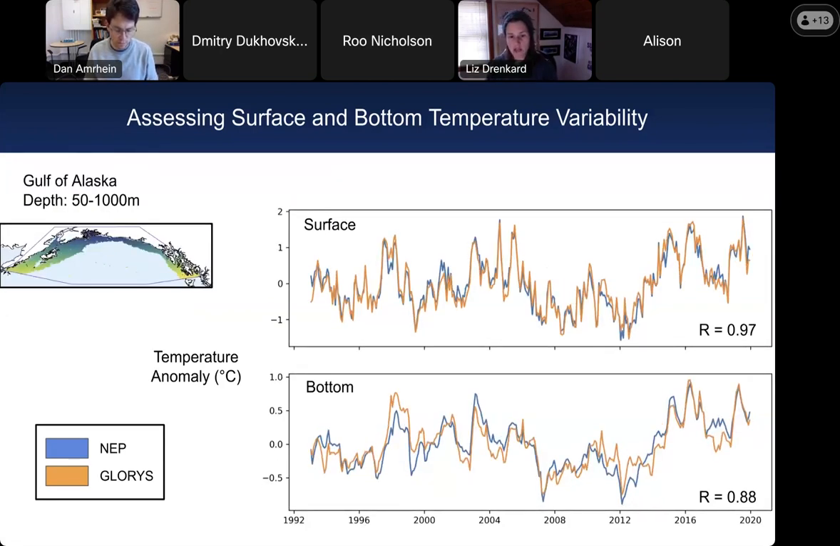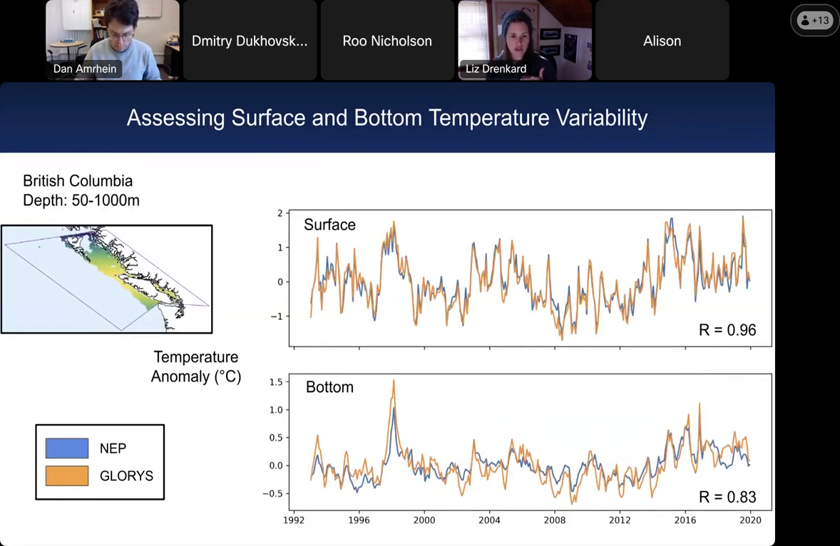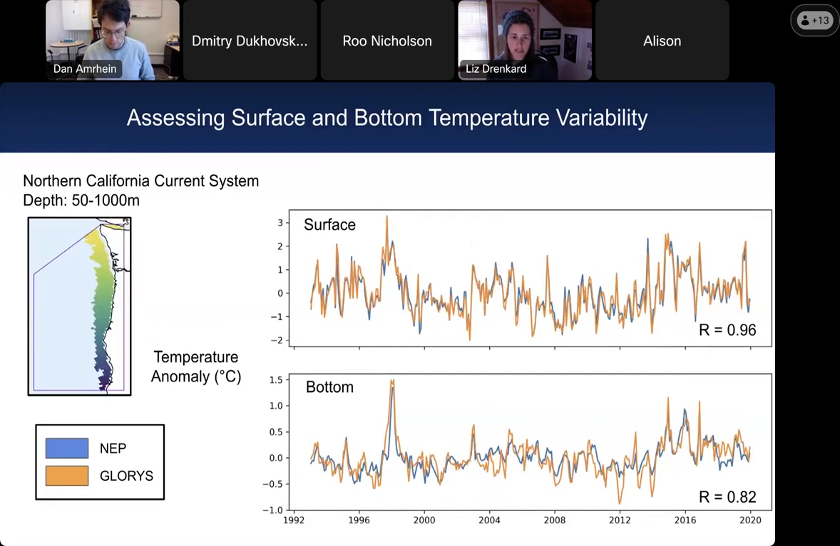So I'm going to move next to the Gulf of Alaska. Again, still pretty high correlation. But as we get down to BC, it's still up in the 90s and the 80s for the surface and the bottom respectively. But when we get into the California Current System, as we move south through there, that's really when we start to see, okay, we're going to have a reduced correlation.